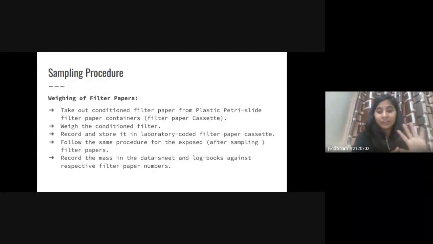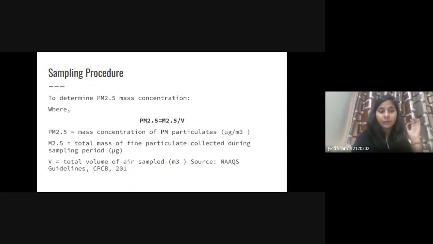The fourth step will be to weigh this filter paper, because initially we had no dust or particulate matter on it. After keeping it in the machine, we will have some dust on it, and then we have two weights of the filter paper. We will subtract the weight before sampling from the weight after sampling, and that will give us the mass of our particulate matter, right? Then we will write it down. So this will be our fourth step.